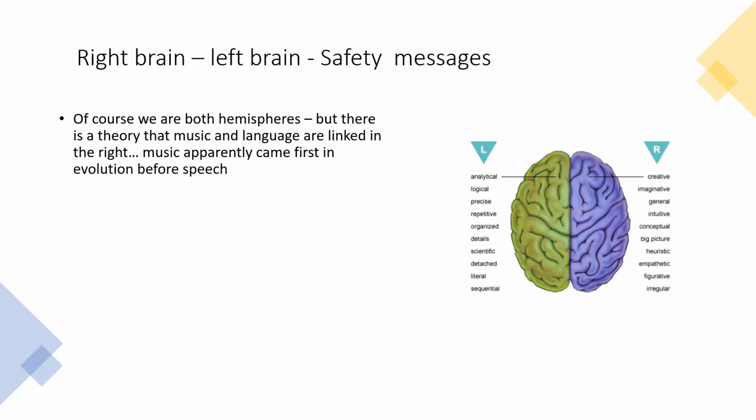We are both hemispheres, and actually the intuitive needs to be combined with the analytical. And in our development as a human species, we went through various stages where, once that was true, we had during the development of language a sense of the bigger picture of things, the kind of rhythm of things. And there is a theory that music and language are linked in the right hand side.